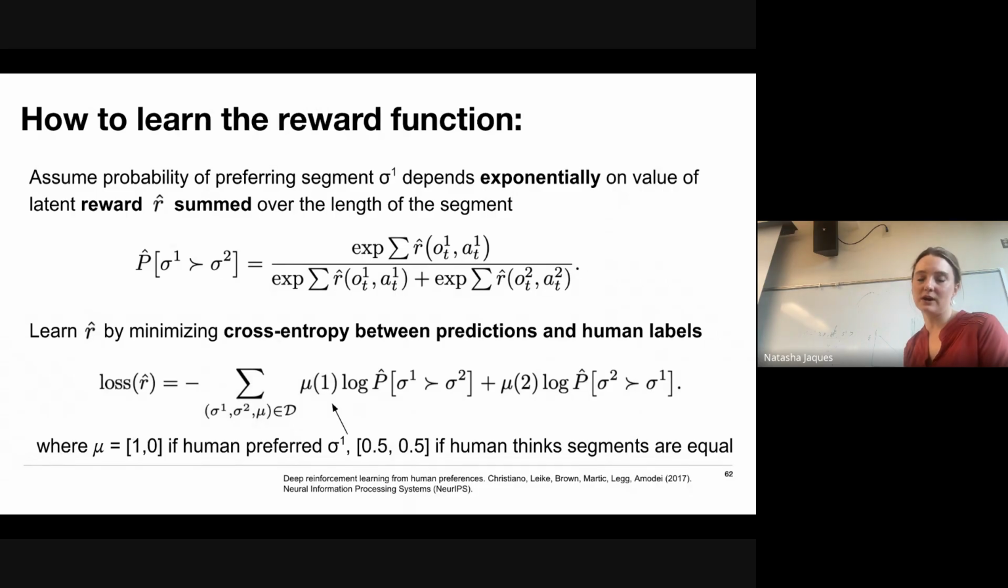And the human is going to prefer trajectory 1 if this mu is 1, 0 if they prefer the other, or 0.5, 0.5 if they're equal. And so you maximize this. This has a lot of connections to inverse reinforcement learning, maximum entropy inverse reinforcement learning, which we'll talk about later in the course. But it's this Bradley-Terry-Luce model that's coming from the behavioral economics literature. Okay.